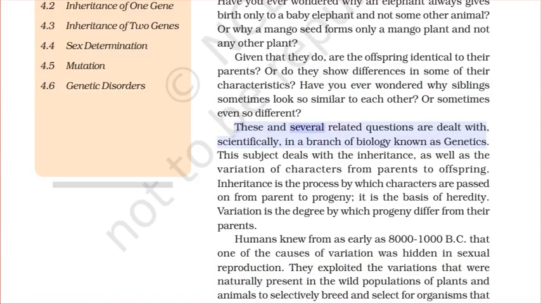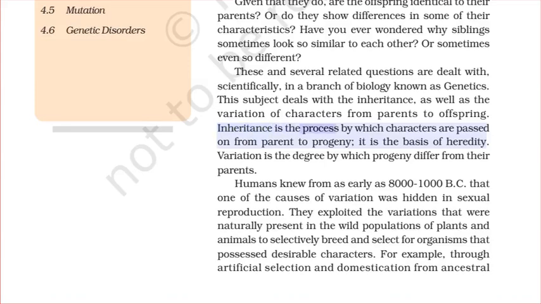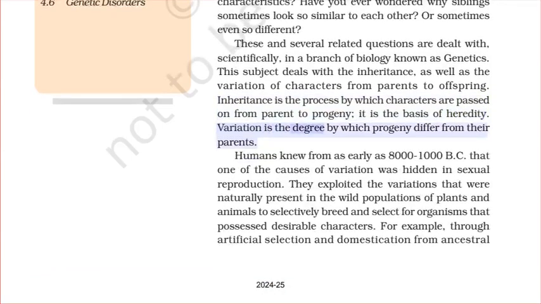These and several related questions are dealt with scientifically in a branch of biology known as genetics. This subject deals with the inheritance as well as the variation of characters from parents to offspring. Inheritance is the process by which characters are passed on from parent to progeny. It is the basis of heredity. Variation is the degree by which progeny differ from their parents.